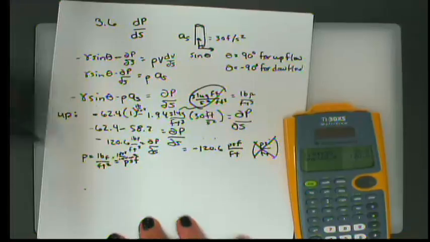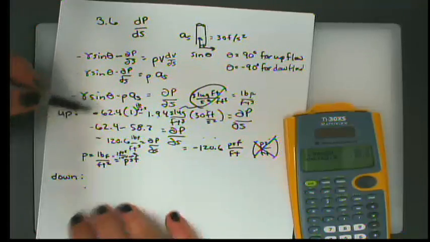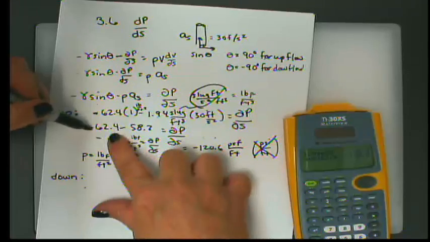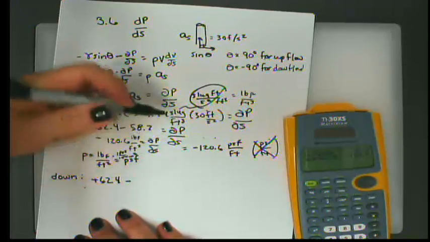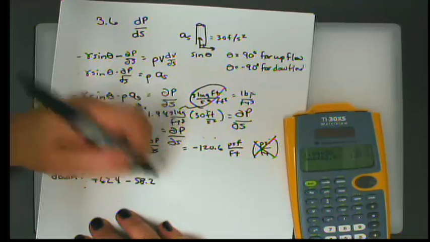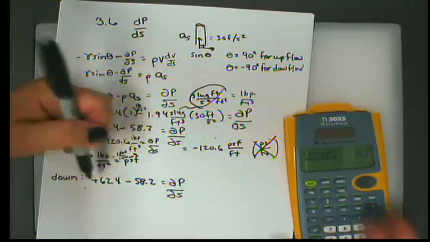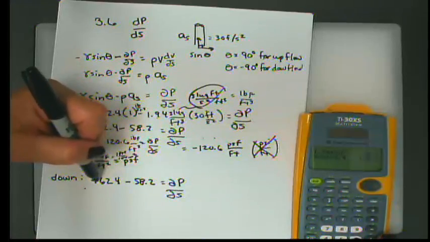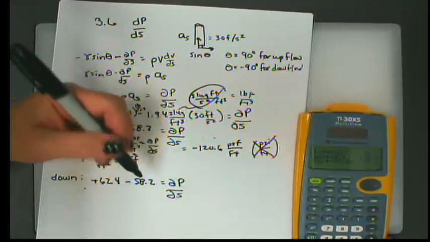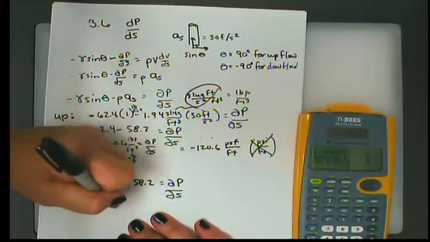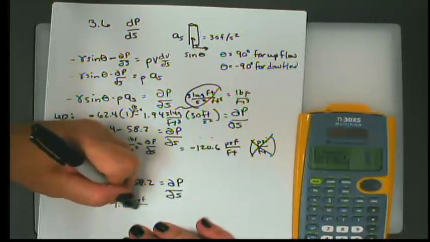Okay. Now, if we're going down, we still have sort of the same ideas, except for this is going to be a negative one, so this value is going to be positive. So it's going to be plus 62.4 minus 58.2, and that's going to be my dP/dS. Once again, it will be in PSF per foot. So here we have 62.4 minus 58.2, and that value is 4.2. And it is positive because this is bigger than this, PSF per foot.